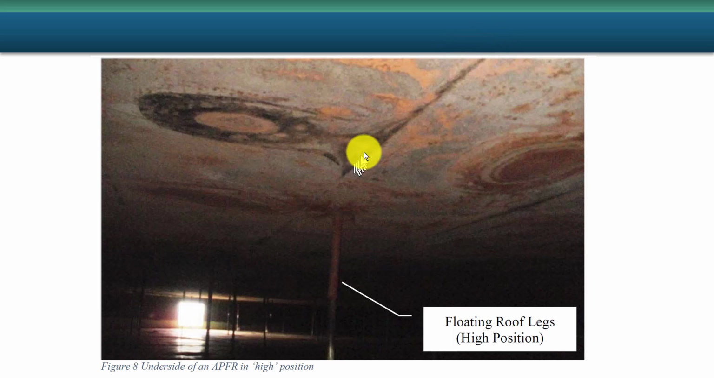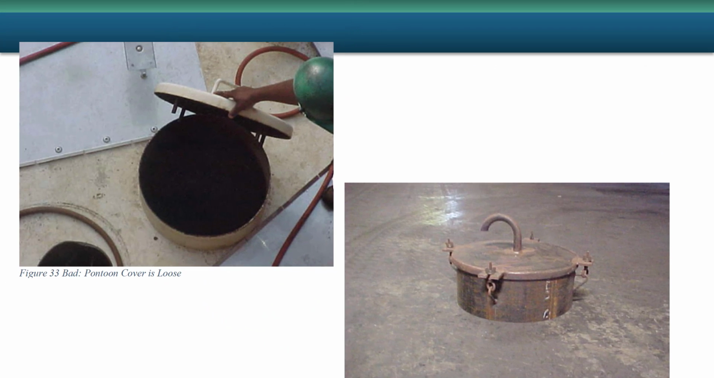I've seen these seams that are lapped like this just get pried apart, where this bottom piece will be pushed down because the corrosion product has built up so much pressure, it's just forced this downward. These are access hatches to the pontoons.